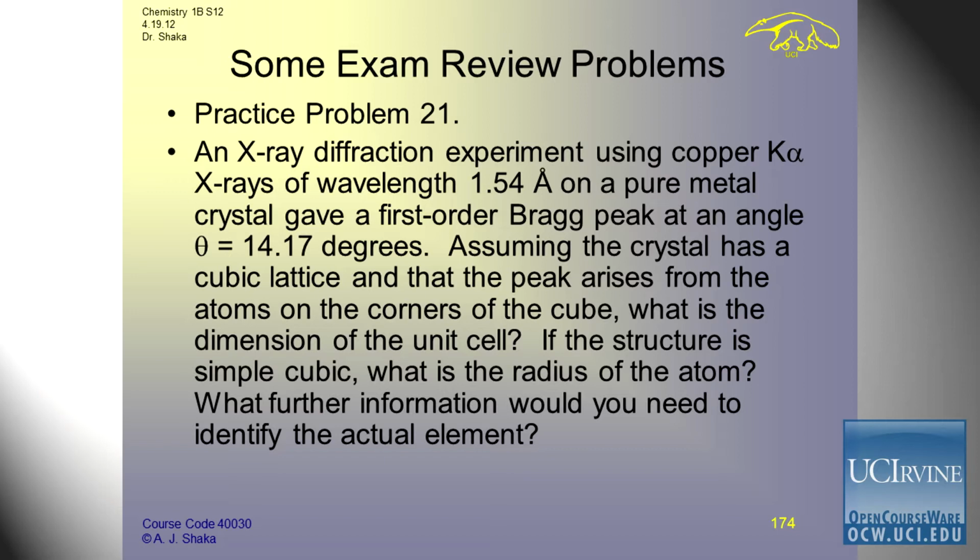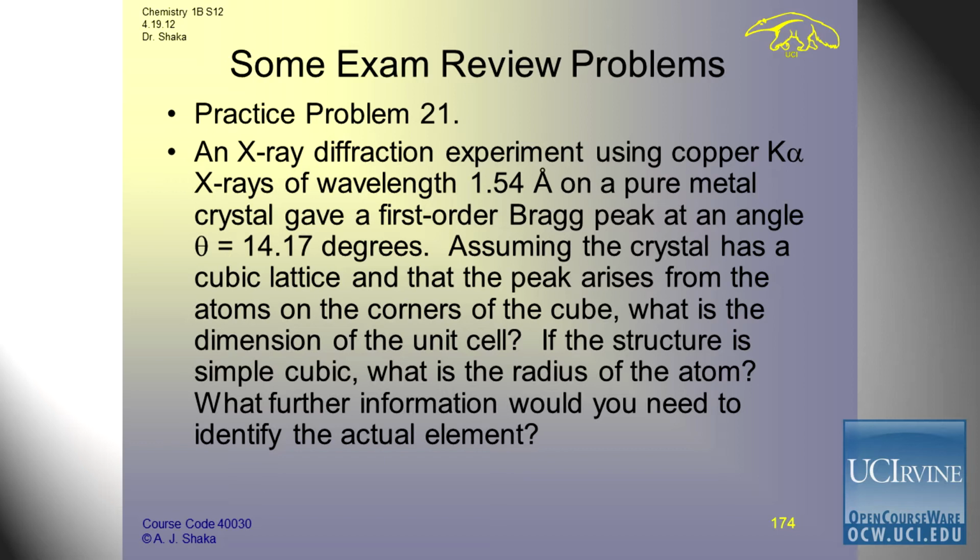Yeah, so we have an X-ray diffraction question, and we have 12 minutes. All right, I think this is the last problem. An X-ray diffraction experiment using copper K alpha X-rays, so that's just describing what level of X-ray it's at, of wavelength 1.54 angstrom on a pure metal crystal gave a first-order Bragg peak at an angle theta equals 14.17 degrees. If you're not familiar with this, go read the book. They have a quick and simple explanation on diffraction and how this is working.